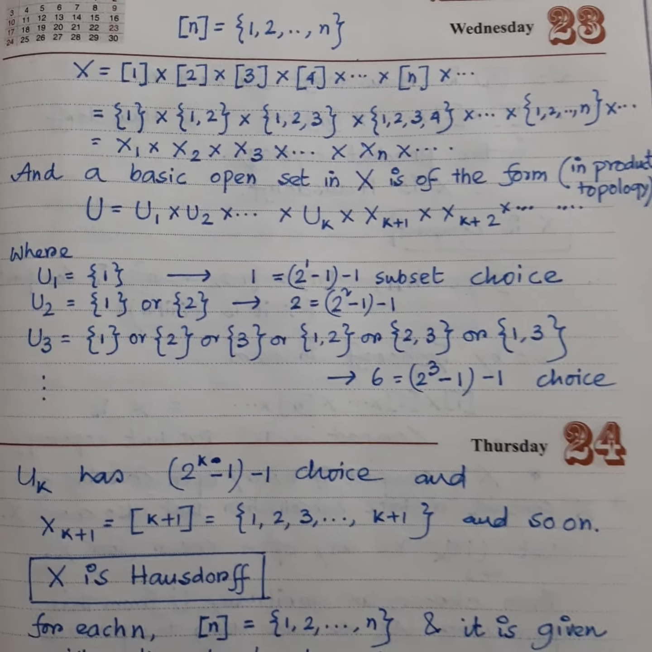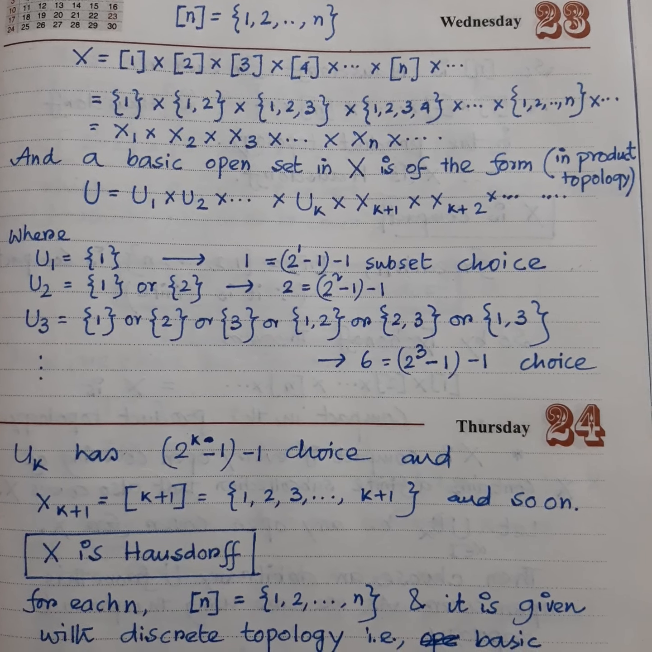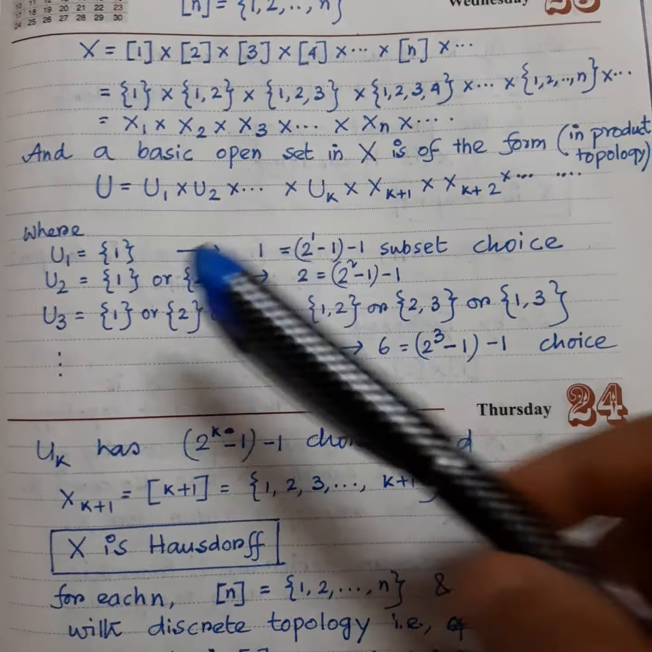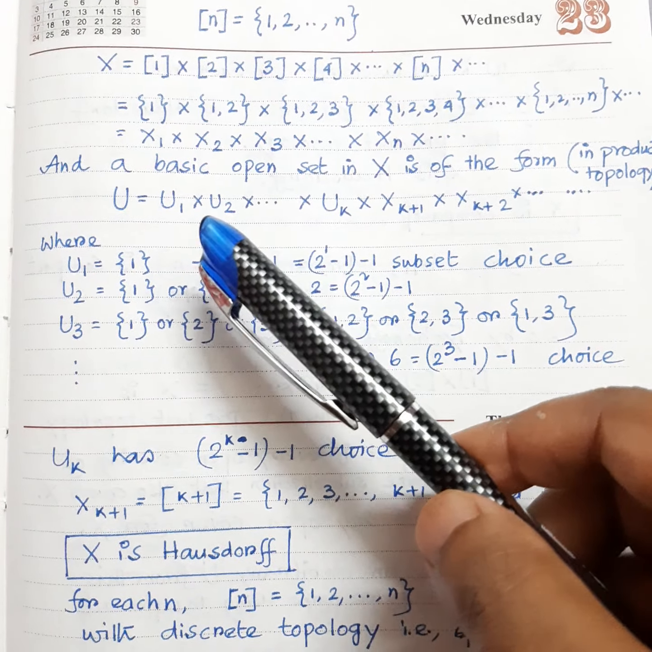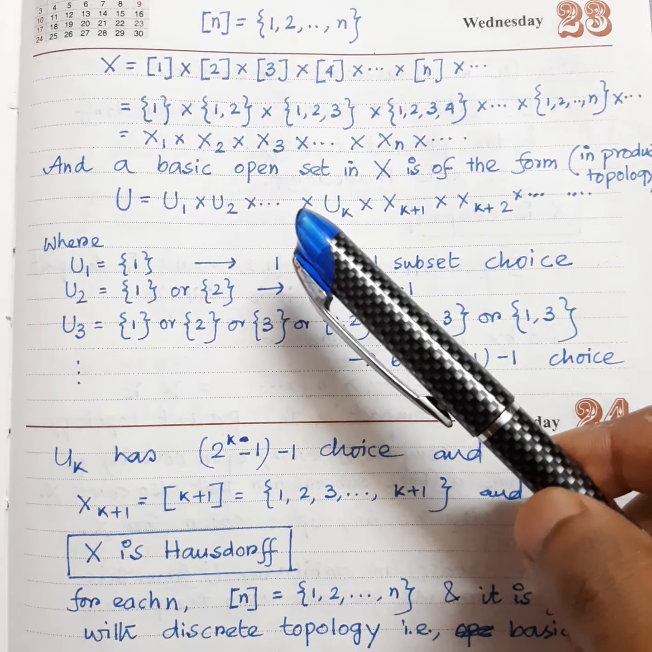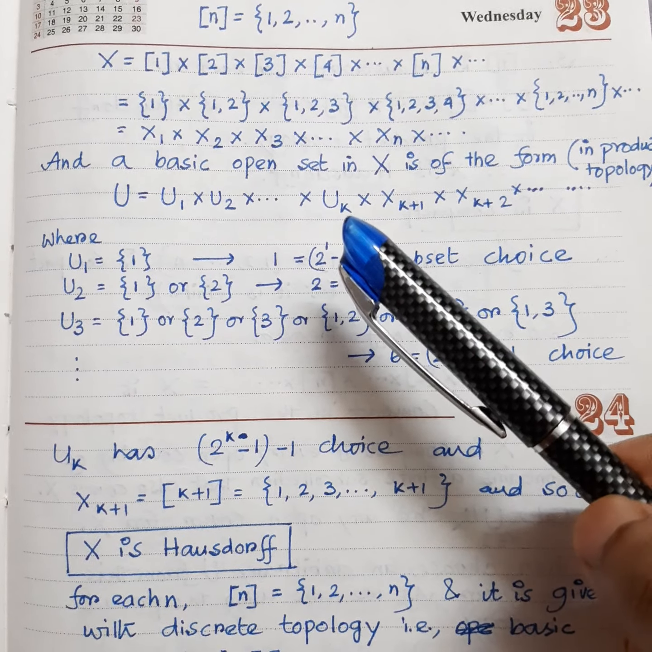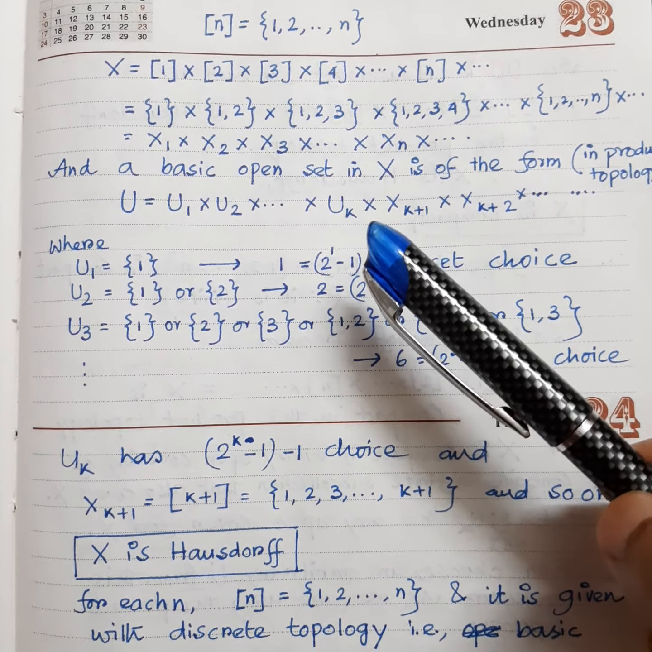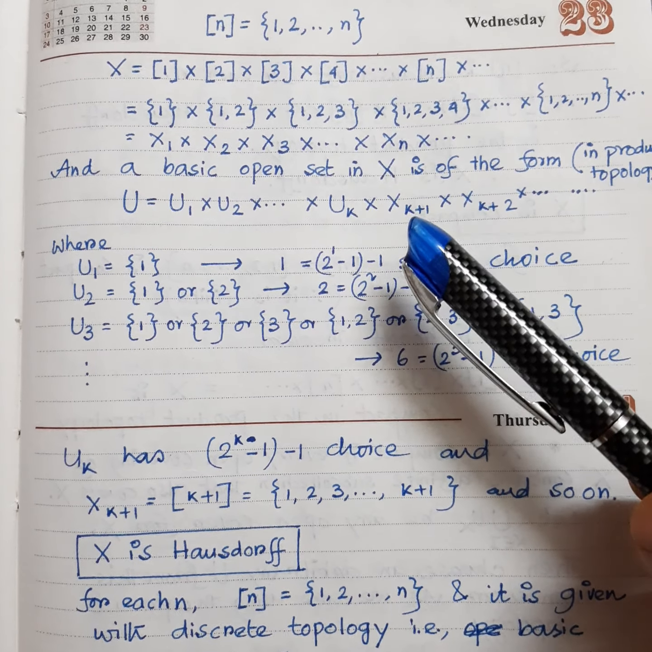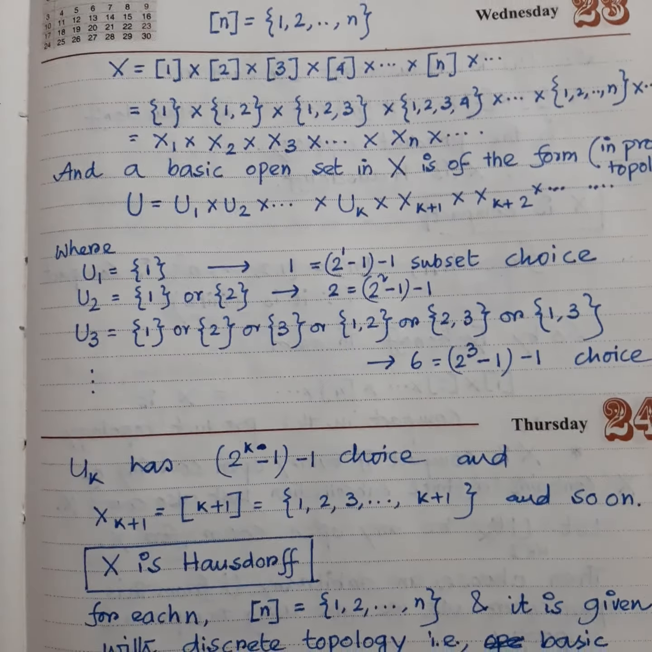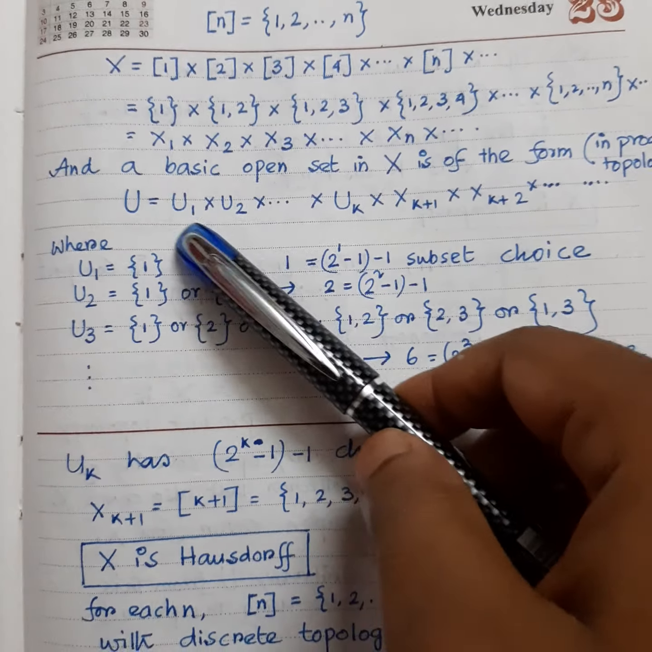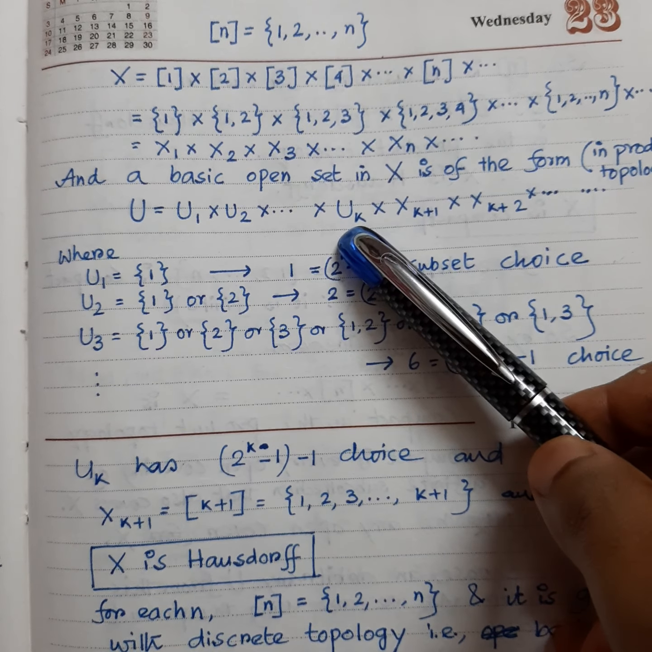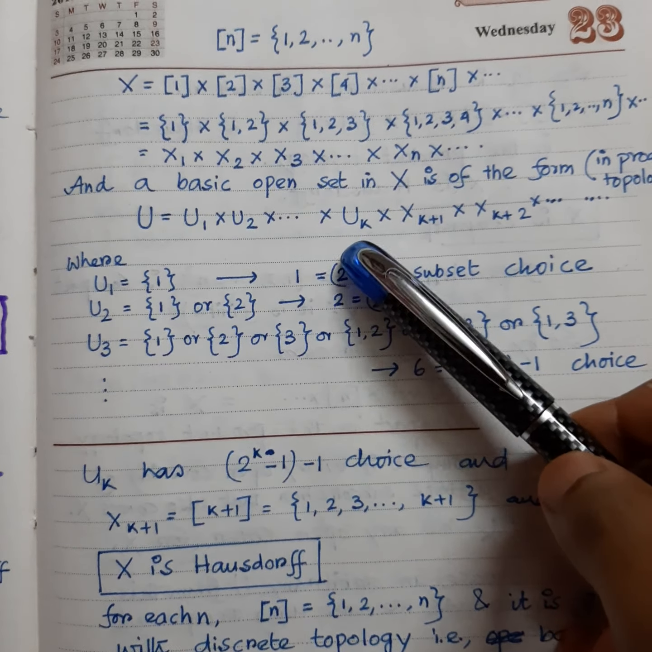And a basic open set in X, with respect to the product topology, is of the form U equal to U1 cross U2 cross dot dot dot cross UK, and after that, K is a finite number, UK plus 1 is equal to the whole space X(K plus 1) and so on, where U1 is open in x1 and U2 is open in x2, and in this way UK is open in xk.